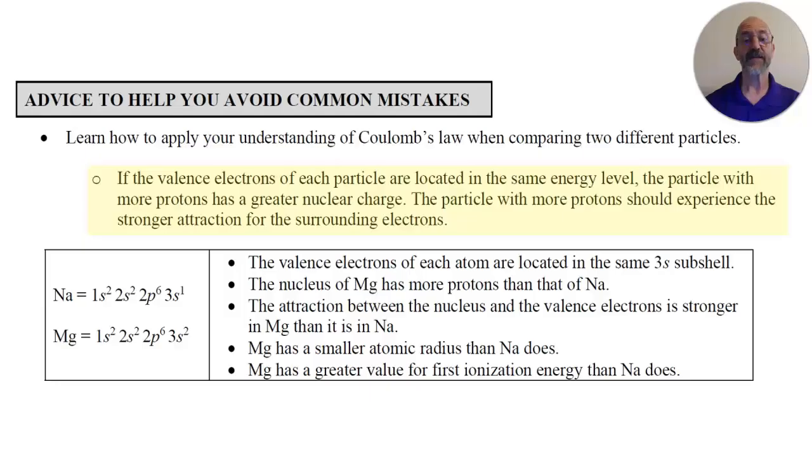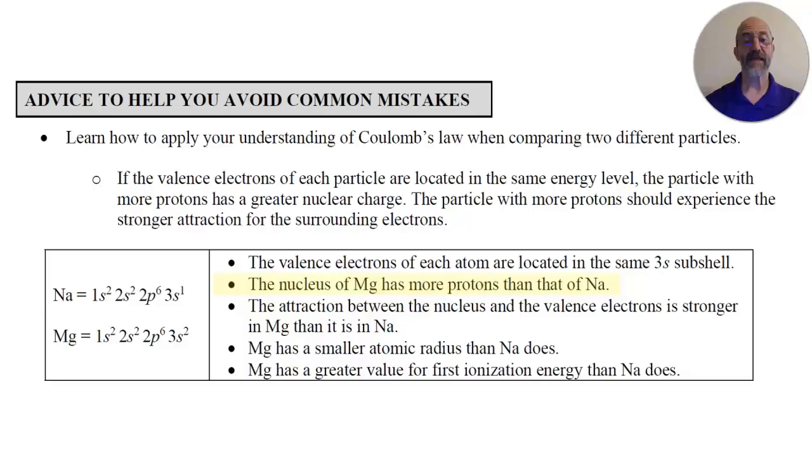Suppose that the valence electrons of each particle are located in the same energy level. Then the particle with more protons has a greater nuclear charge. The particle with more protons should experience the stronger attraction for the surrounding electrons. So in this example, we're looking at sodium and magnesium. The valence electrons of each atom are located in the same 3s subshell.